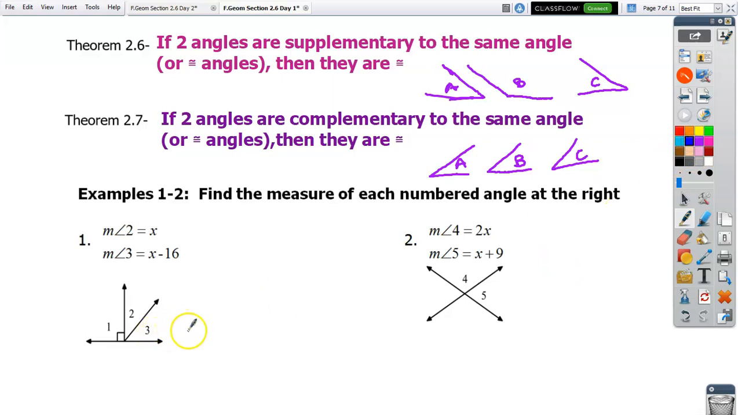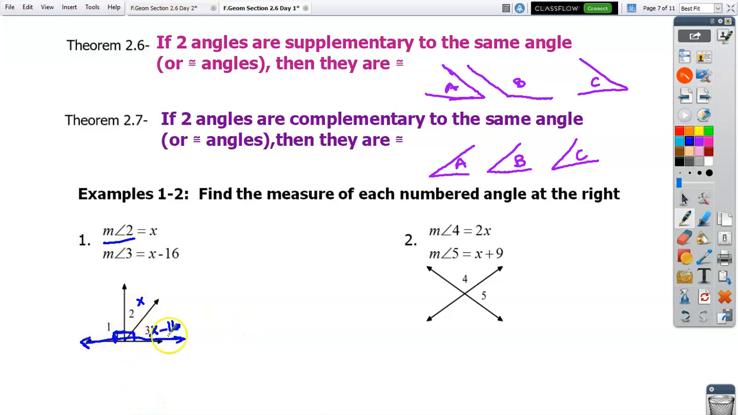Okay, let's do some examples. So we need to find the measure of each numbered angle at the right. So we've got a measure of angle 2 is x, and measure of angle 3 is x minus 16. Careful with the 2 and the 3 there, that's not in the problem. So we know that angle 1 is a right angle, and these make a straight line, which has 180 degrees in it. So if this is 90, then the other half is also 90 because they make up the straight line, the linear pair.